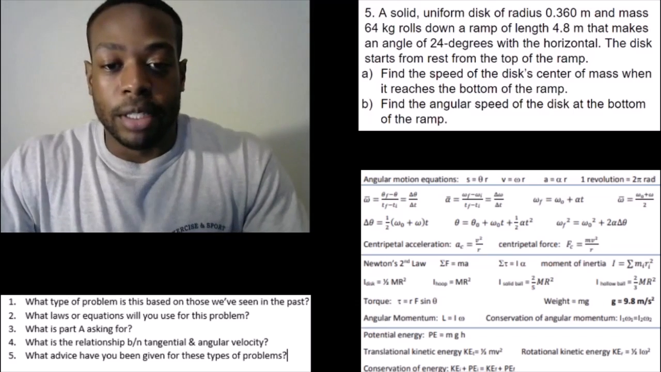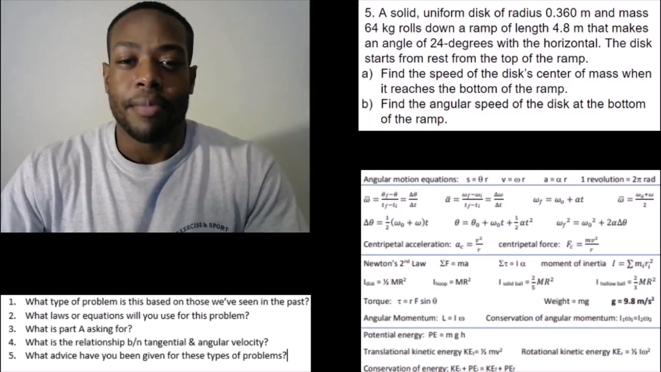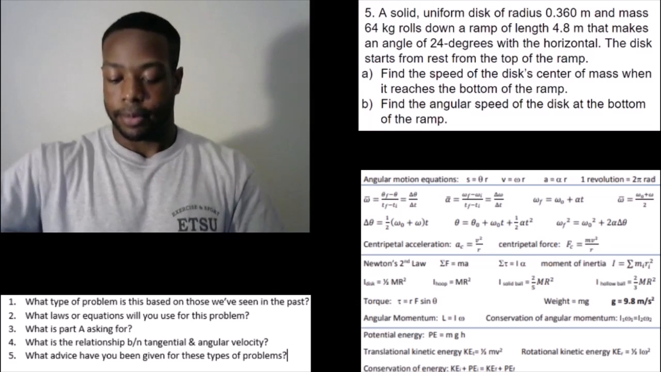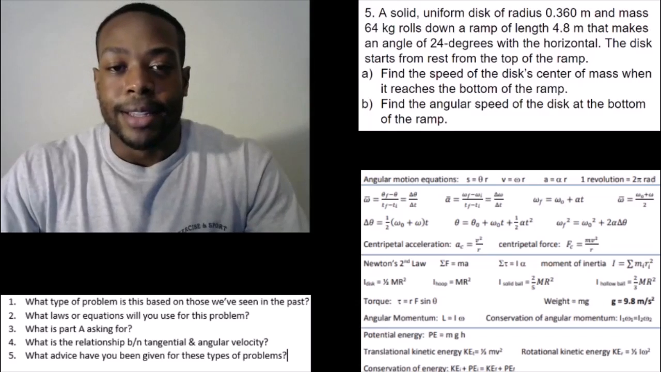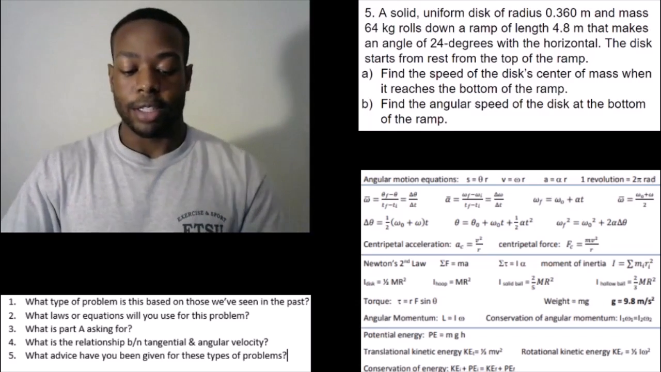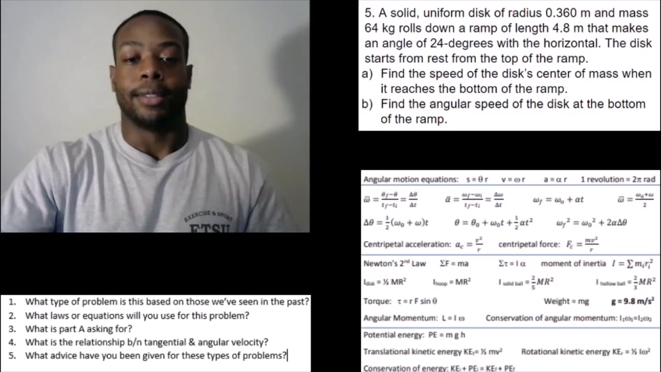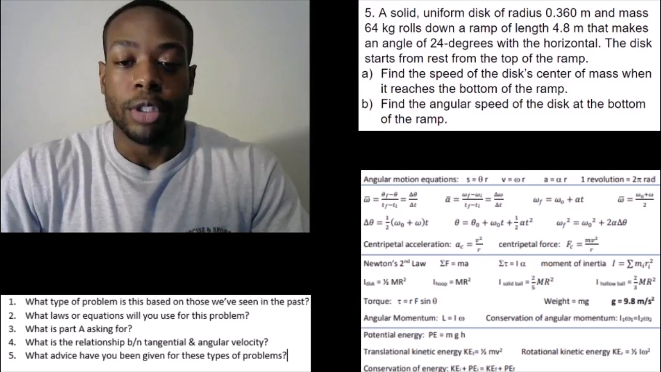My leading questions are, what type of problem is this based on those we've seen in the past? So consider that for a second. And if you said it is a conservation of energy problem, you're exactly right. We're going to just do conservation of energy. So we've got that. Number two, what laws or equations will we use for this problem?